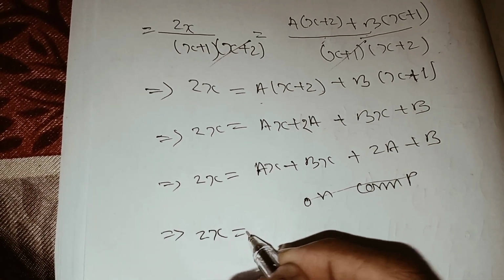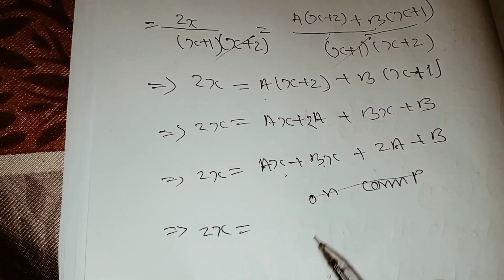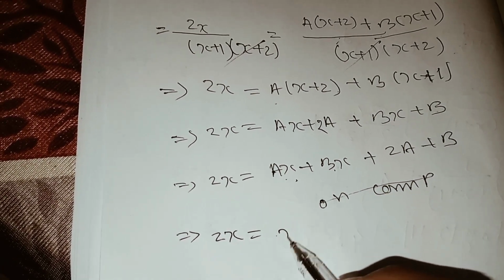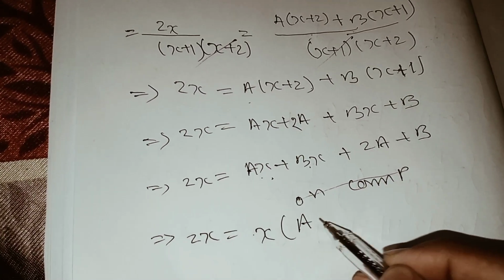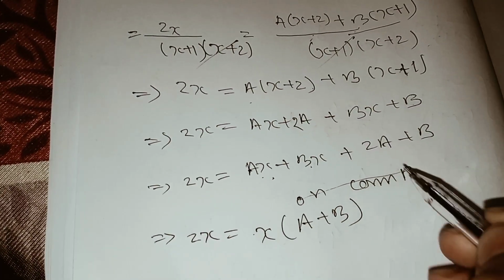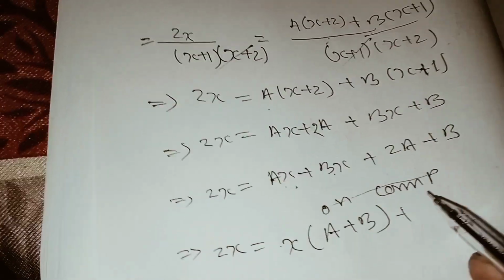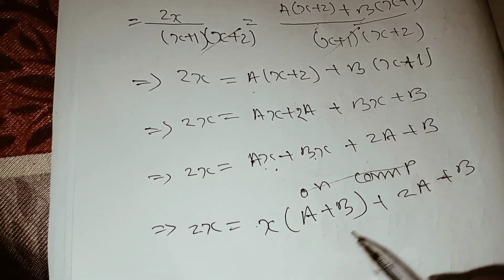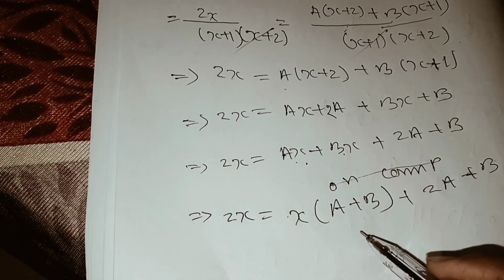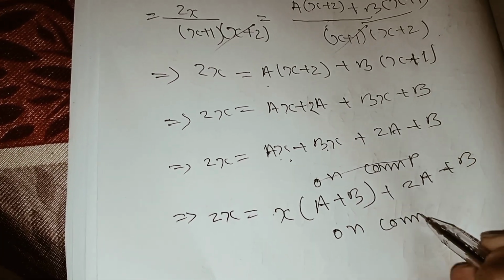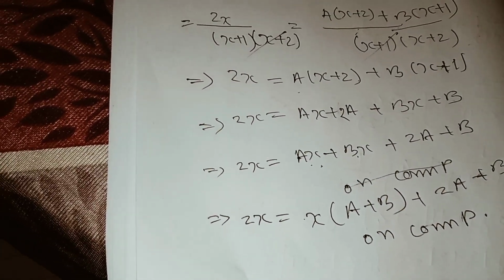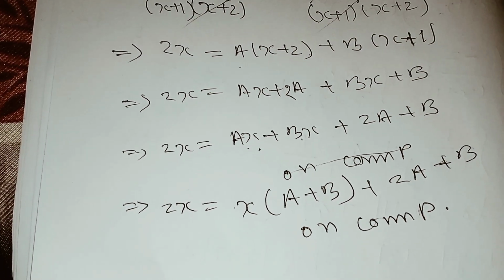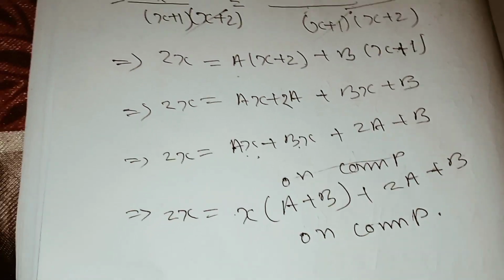So 2x, you can see here x is as it is, a similar term, so we can take it common and the remaining are the same. And here plus is as it is and 2a plus b. So now we can write on compare. On compare, you have to compare with the coefficient of x as well as with the constant.